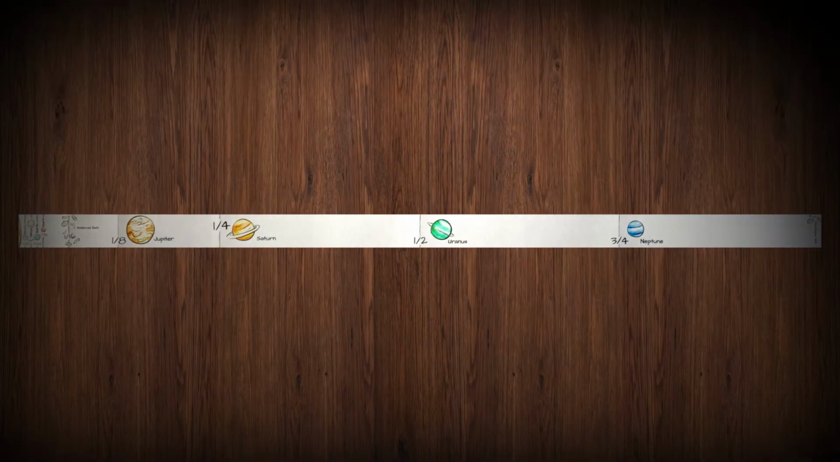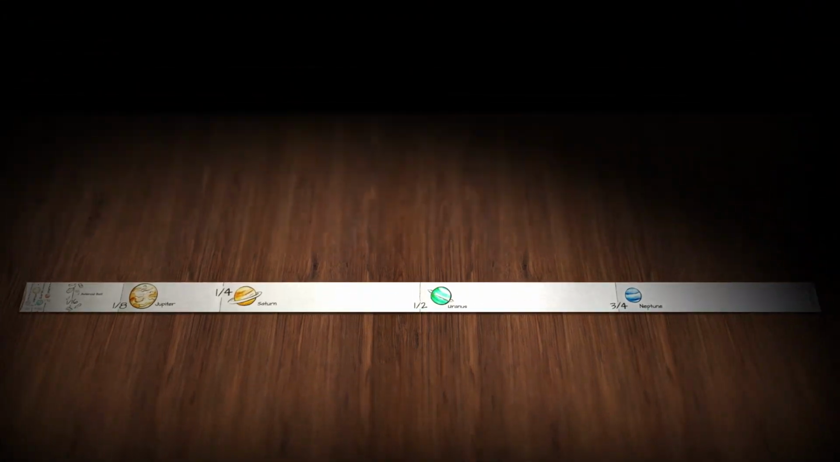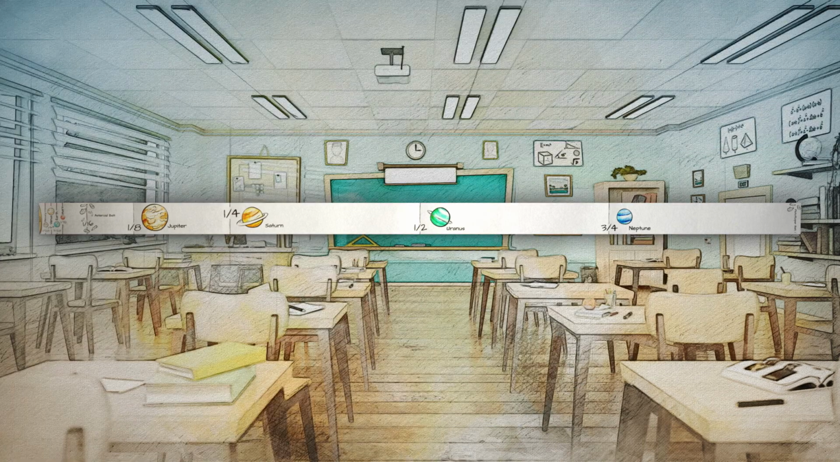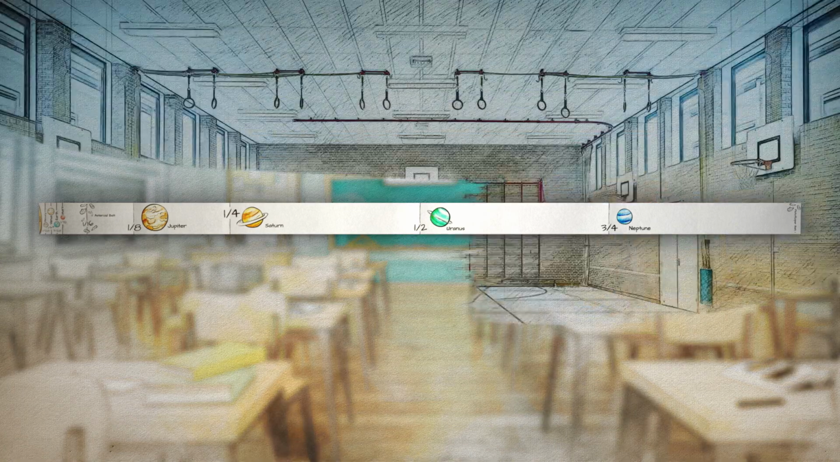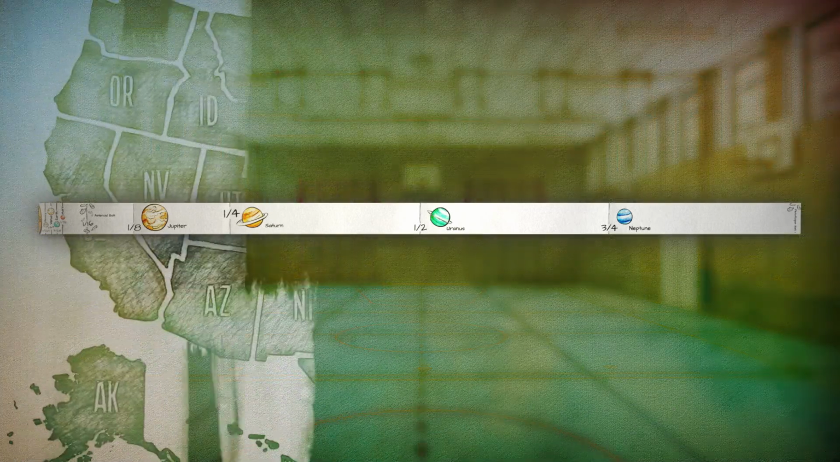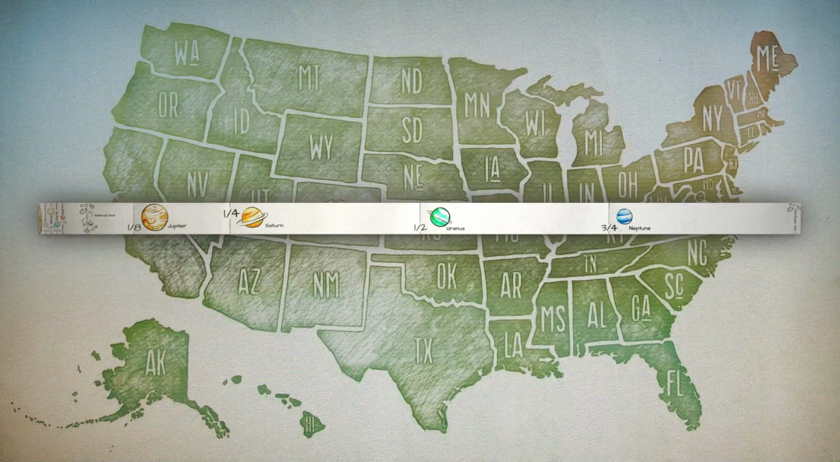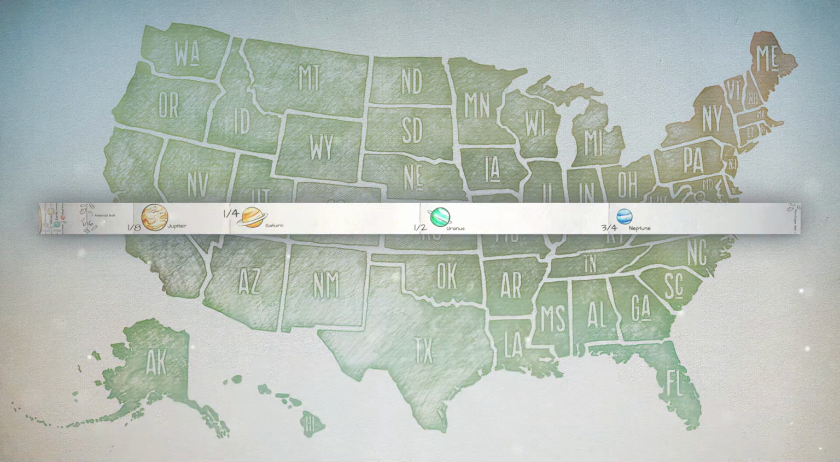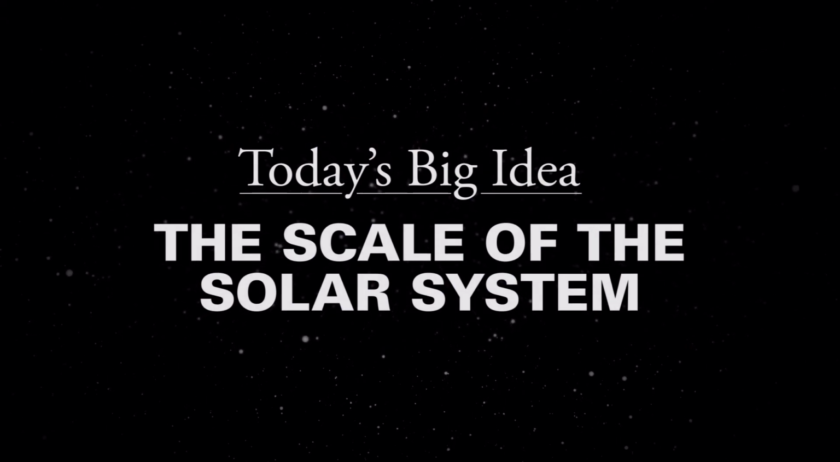So once you have this scale, the really cool part is that you can apply it to any known distance. If you know the distance of your classroom, your gym, or your state, we could do it for the distance across the United States. You can take the fractional equivalence, because a fraction is a ratio, part to whole, and do that for any known quantity and set out a scale for our solar system. That's today's big idea about our solar system.